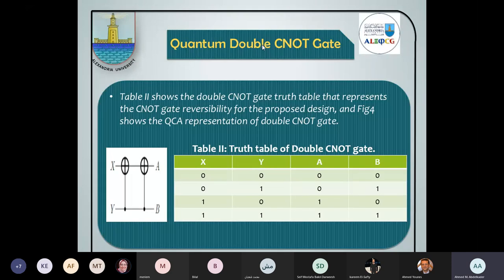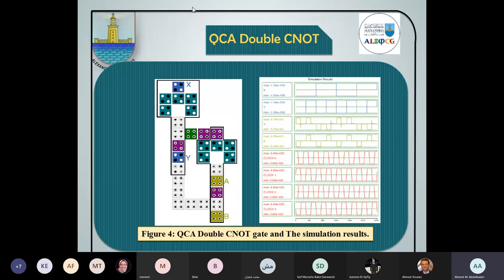The functionality of double CNOT is to verify the reversibility of the CNOT gate, where the two inputs are X and Y and the two outputs are A and B. The proposed QCA design consists of two CNOT gates connected to each other using QCA wires, where the inputs are X and Y and the outputs are A and B.